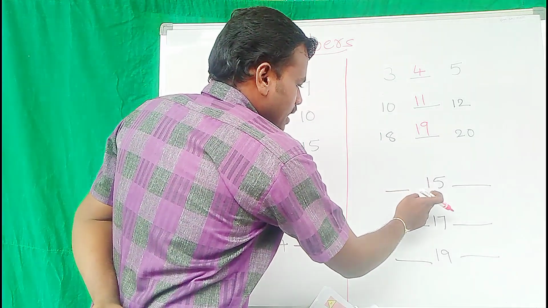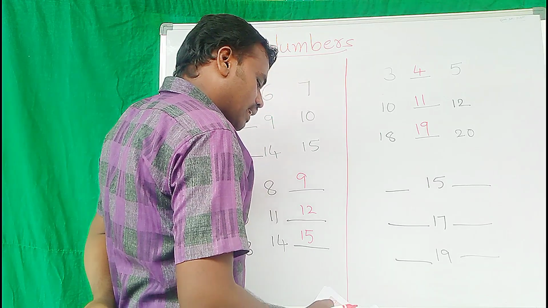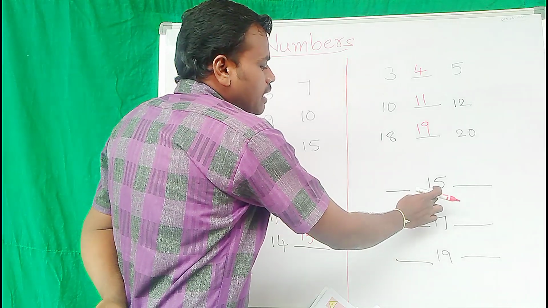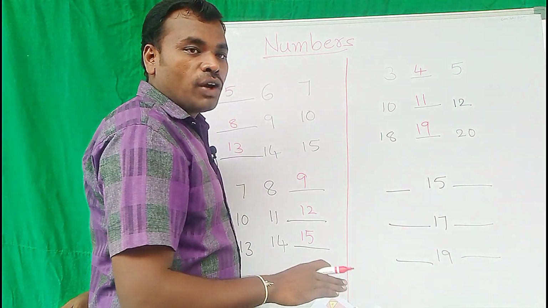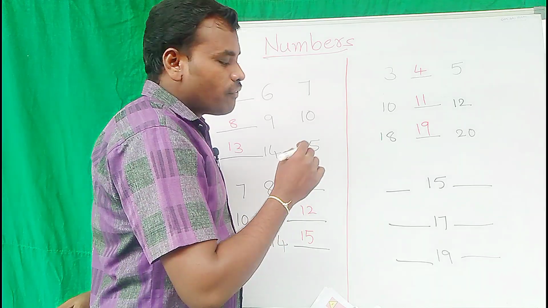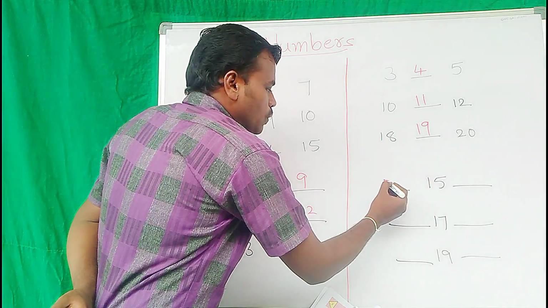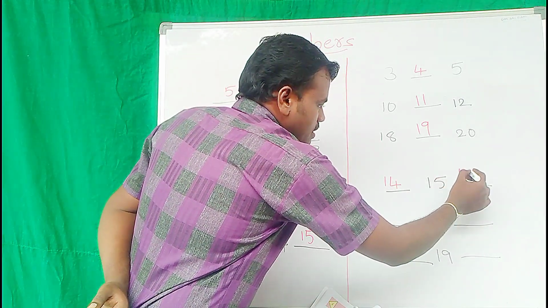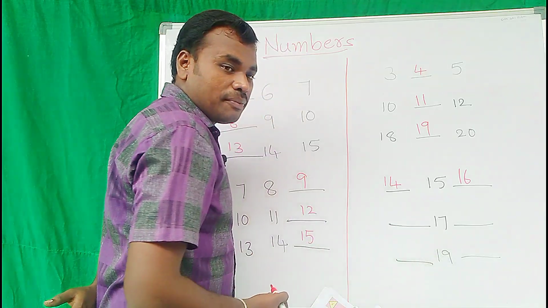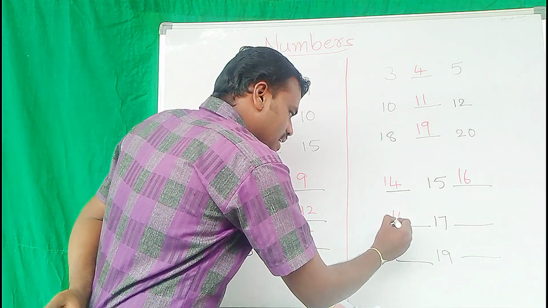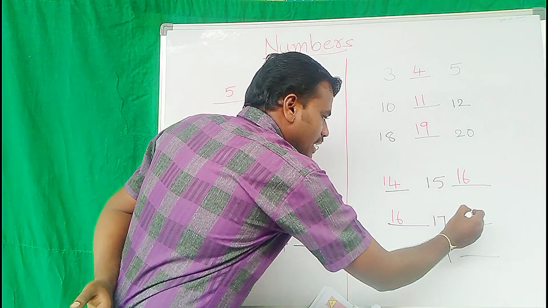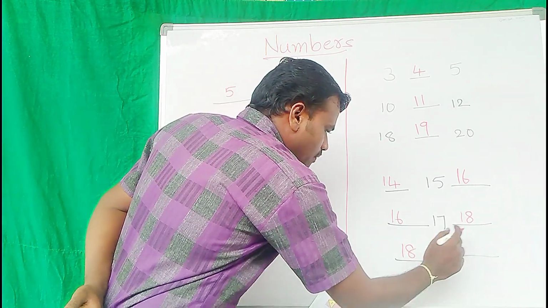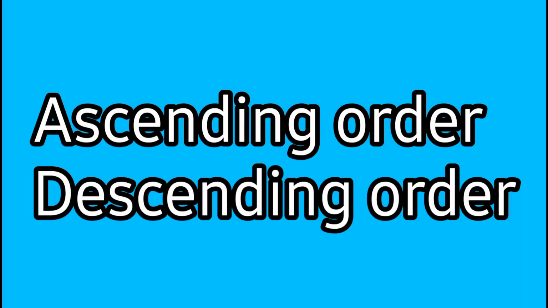Next, 15, 17, 19. Here we need to write the before number and the after number. For 15, before is 14 and after is 16. For 17, before is 16 and after is 18. And for 19, before number is 18 and after number is 20.